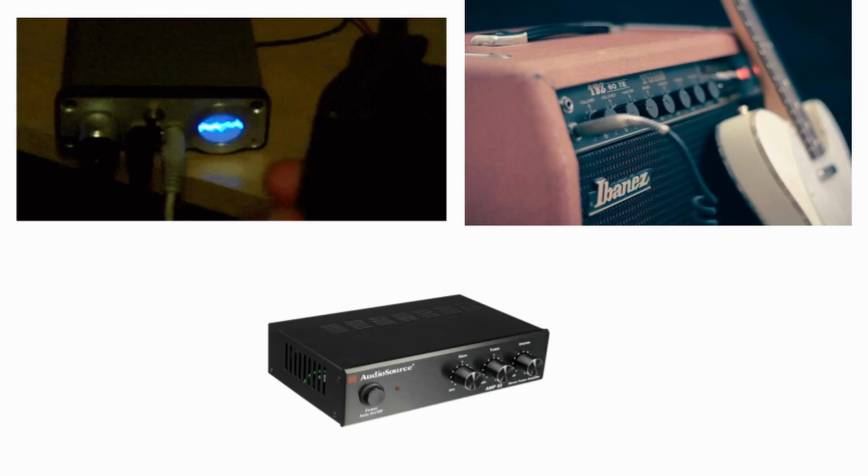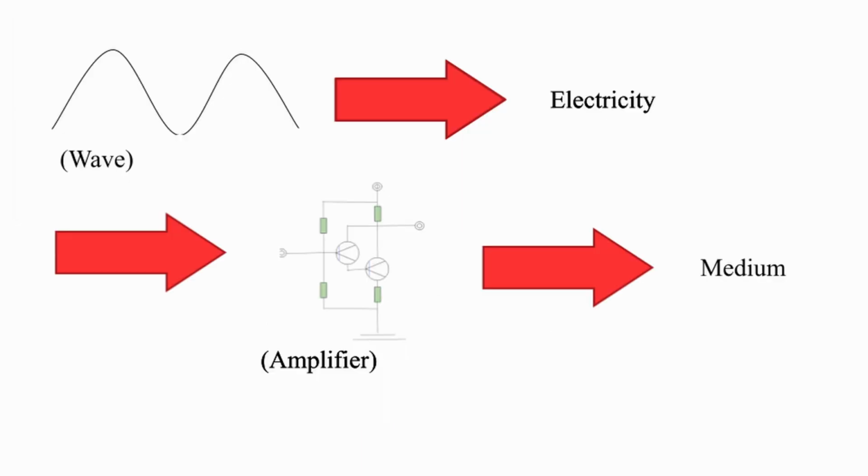So how do amplifiers interact with waves? Well, the sound waves emitted by an electronic device are converted into electrical signals and rerouted to the amplifier instead of being released into their medium. The signal fluctuates in strength to mimic the sound wave's compressions and rarefactions.